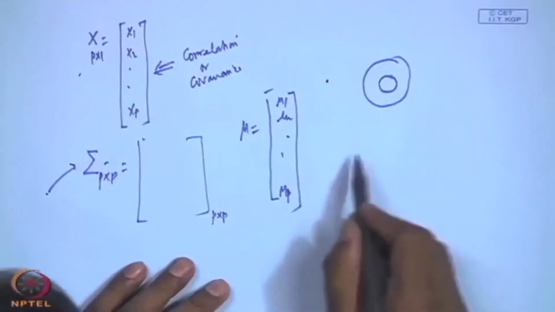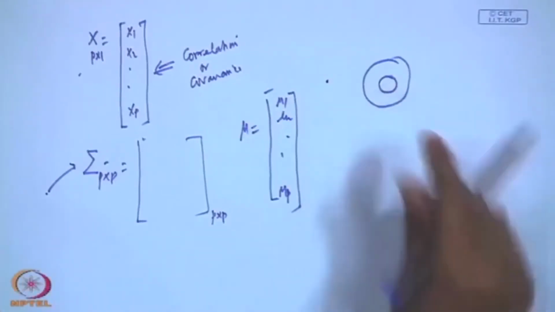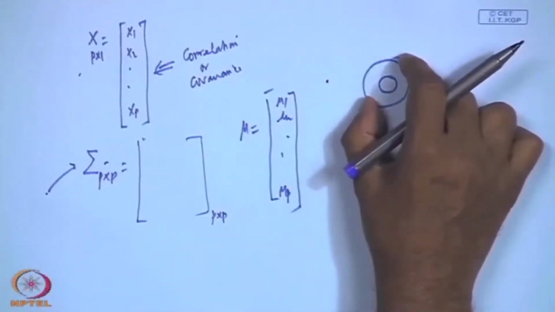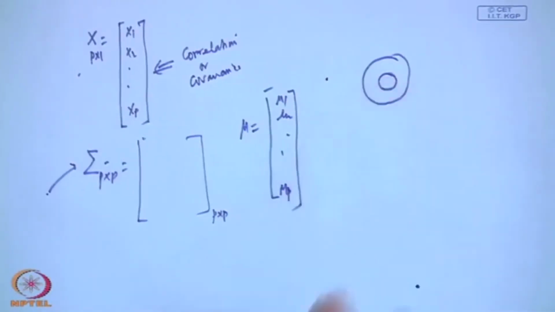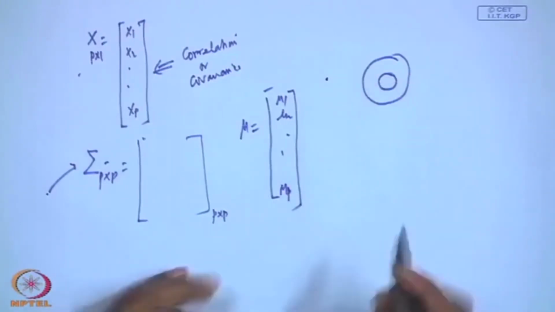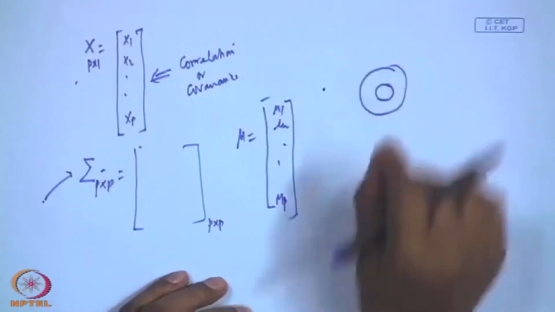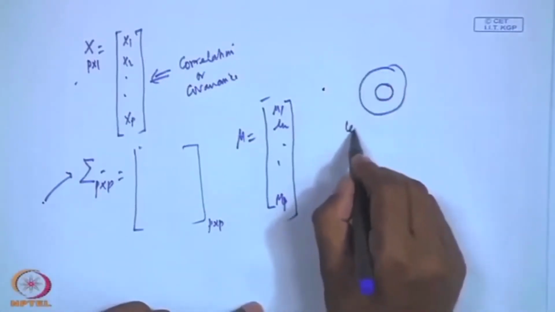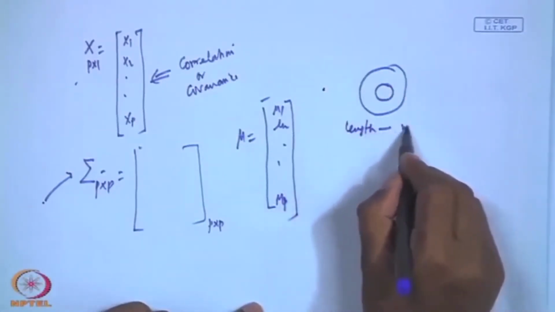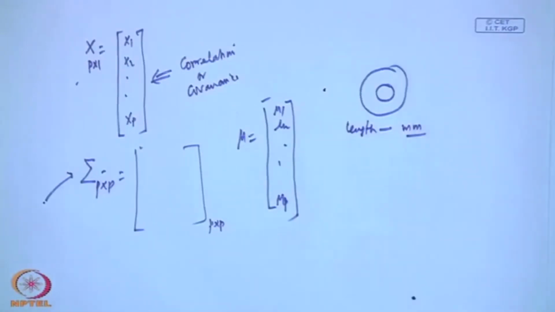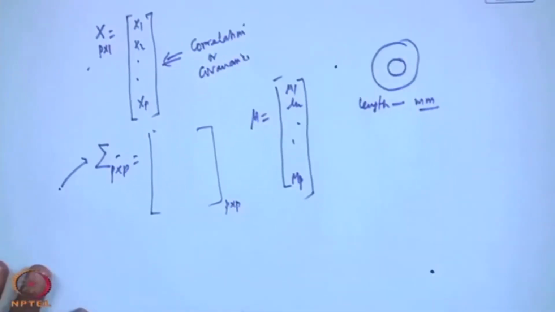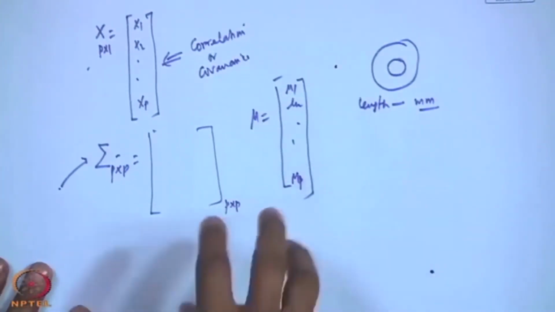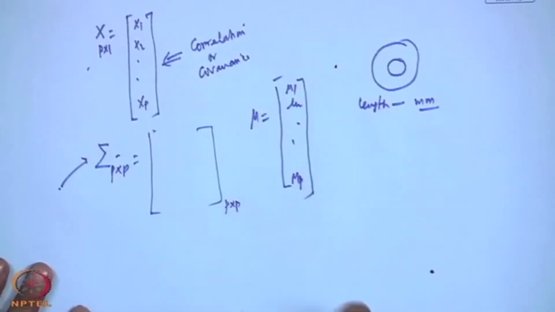Maybe you have used vernier caliper to measure the outer diameter, you may have used vernier caliper to measure the inner diameter. So, you have used some instrument, and as well as there is a scale of measurement. In this case, this scale is basically length, which may be in terms of millimeter. So, you have to use some scale of measurement, and based on the scale used, whatever data you get, those data will be of different types.